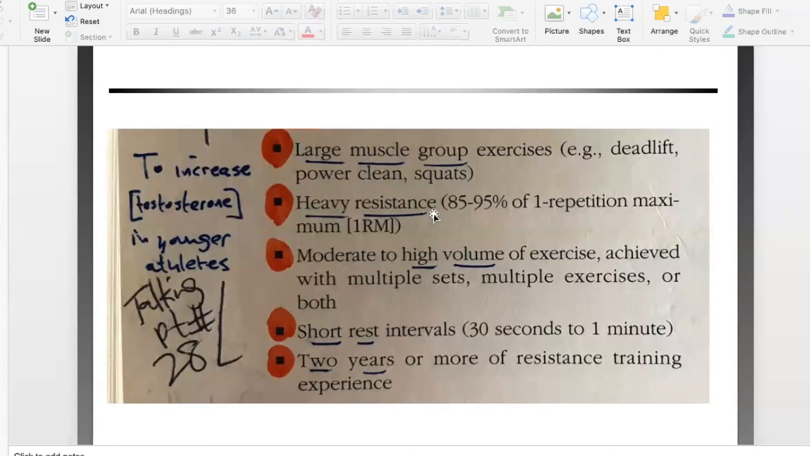You want to make sure that you're lifting between 85 to 95% of your 1 RM max. You want to do high volume of exercise, short rest intervals, and really push your body. And a lot of these changes in the concentration of testosterone aren't going to be changing very, very quickly. You need to pretty much be involved in resistance training for a good period of time to see natural increases in testosterone. All right, so let's see what else we got here.